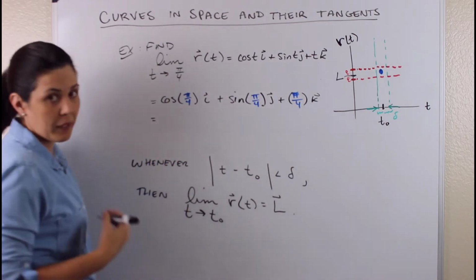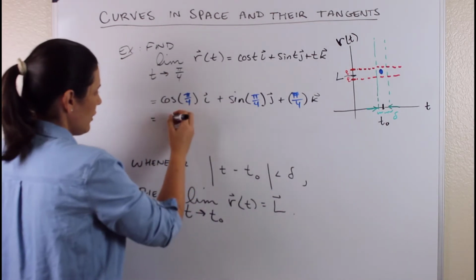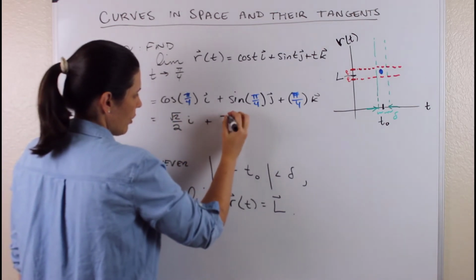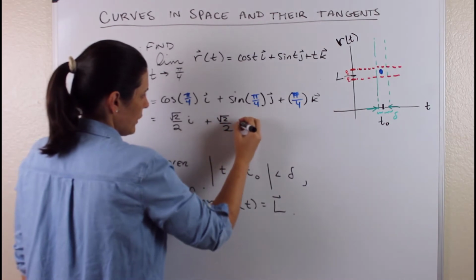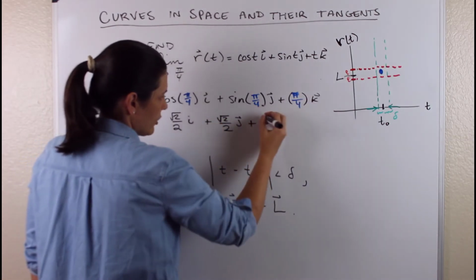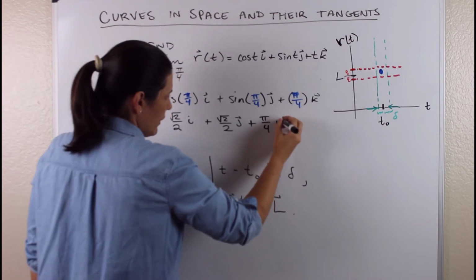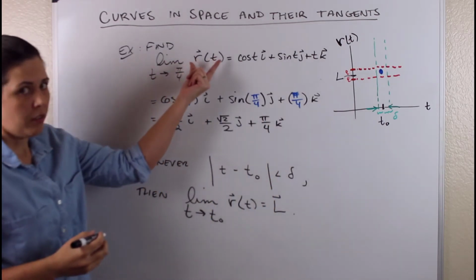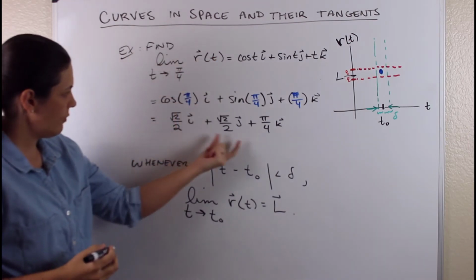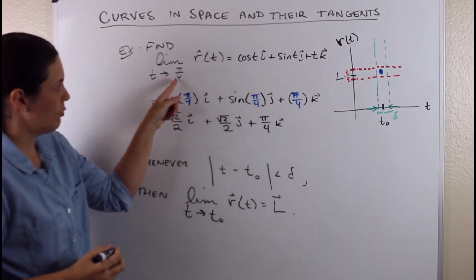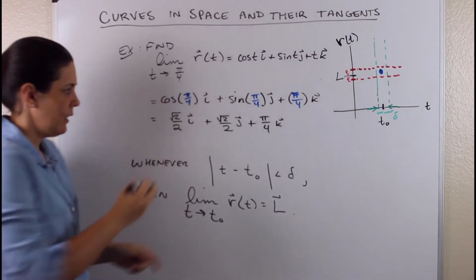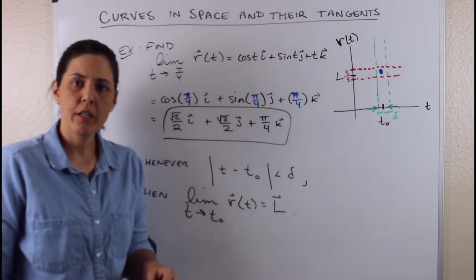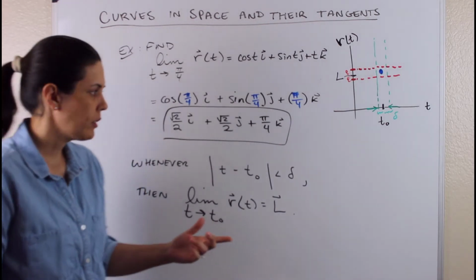So no problems here. Direct substitution worked. So cosine of pi over 4 is root 2 over 2. Sine of pi over 4 is also square root 2 over 2. And then this is just what it was, pi over 4. Okay, and that's it. So this limit, our vector function, approaches this vector when we plug in t values very, very close to pi over 4. And that's our final answer. So let me give you some last notes about continuity, and then we'll move on to the derivative parts of this.